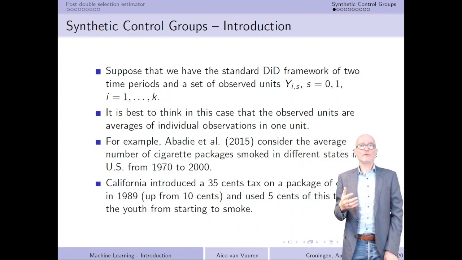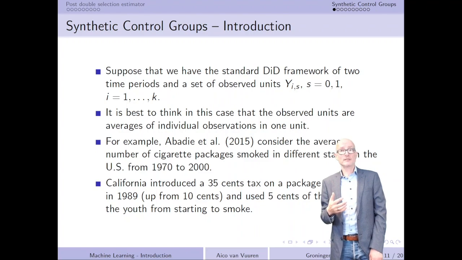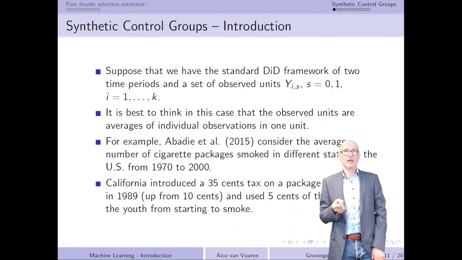Nowadays, of course, 35 cents should be considered really low. Even though I've never been in California, and I've never bought any package of cigarettes, I'm pretty sure that nowadays the taxes are much higher than 35 cents on a package of cigarettes.